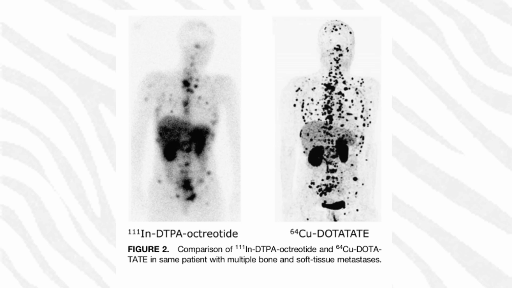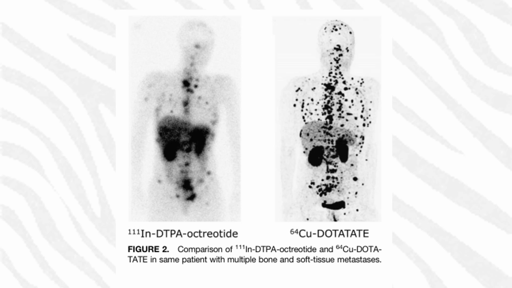This is an example of indium-111 DTPA, which is the general nuclear medicine imaging agent that has traditionally been used for neuroendocrine tumors. It does not have great image quality or imaging qualities because it is indium and it has a longer half-life. You use a lower dose, that kind of thing.